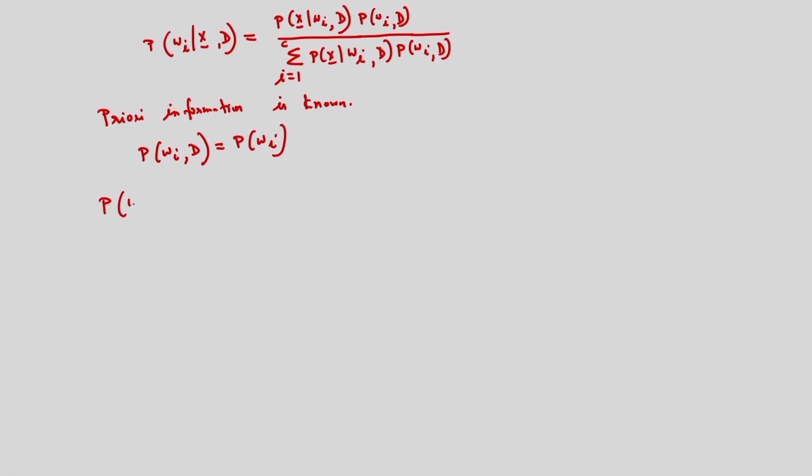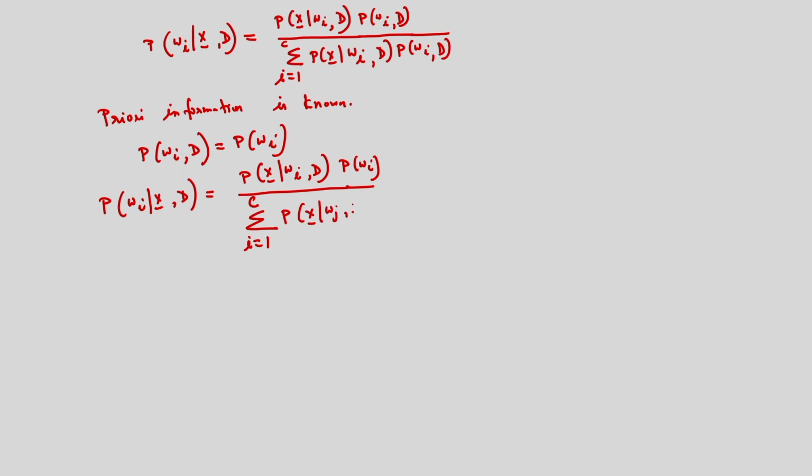So I can write like this now: the probability of Wi given x, D is the probability of x given Wi, D times the probability of Wi, over the summation for i equal to 1 to c of the probability of x given Wj, D times the probability of Wj. So I can write like this.